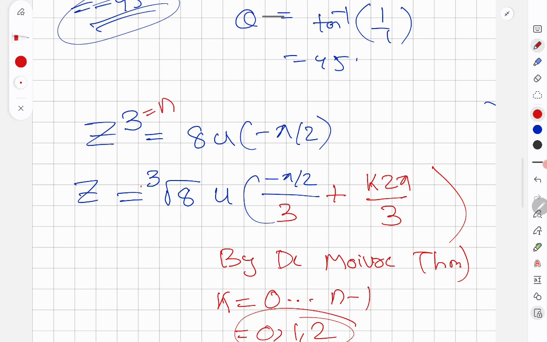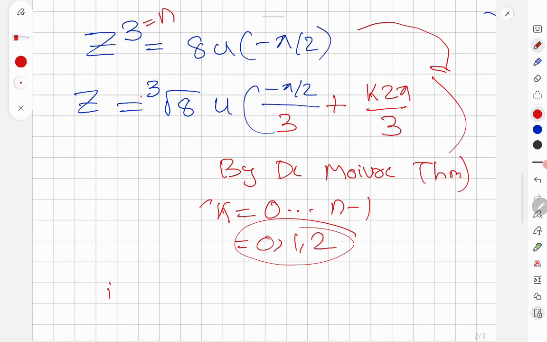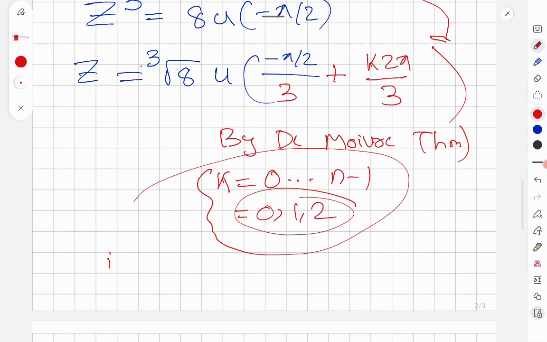But am I clear in this theorem? Yes. Because this is very important. Did you understand completely how I moved from here to here? Yes, I did. And the value of k is 0 to n minus 1. How did the value come? From De Moivre's theorem. The value must lie from 0 to n minus 1. Here you see the magic of this theorem.